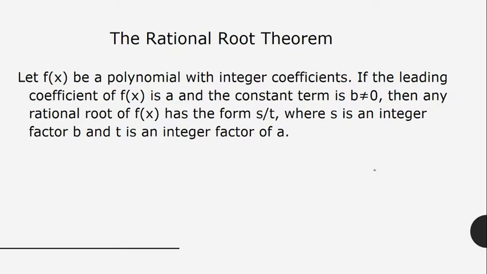So we have the rational root theorem. Let f of x be a polynomial with integer coefficients. If the leading coefficient of f of x is a, and the constant term is b not equal to 0, then any rational root of f of x has the form s over t, where s is an integer factor of b and t is an integer factor of a. So we're going to use the rational root theorem as we go throughout this video to help us determine whether or not we have some possible rational roots.